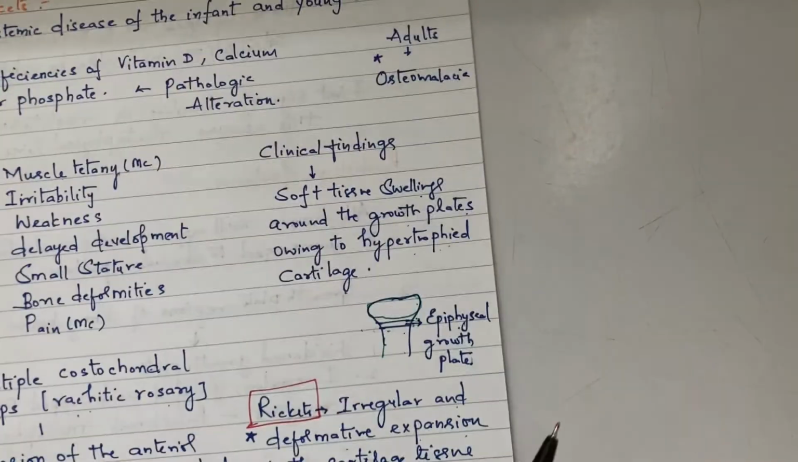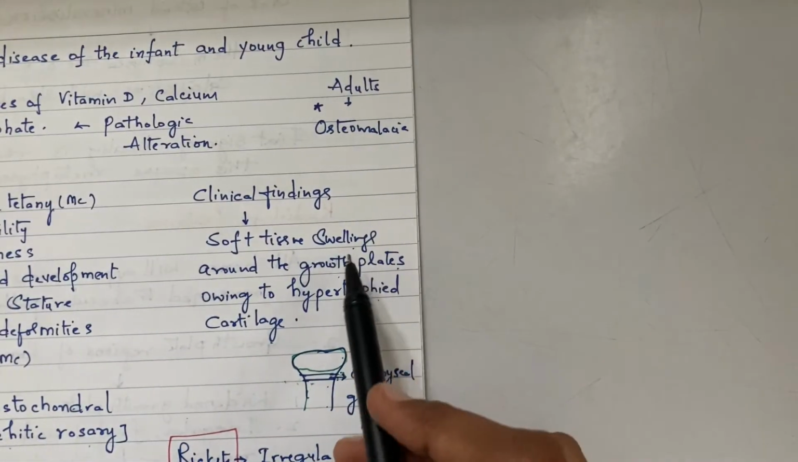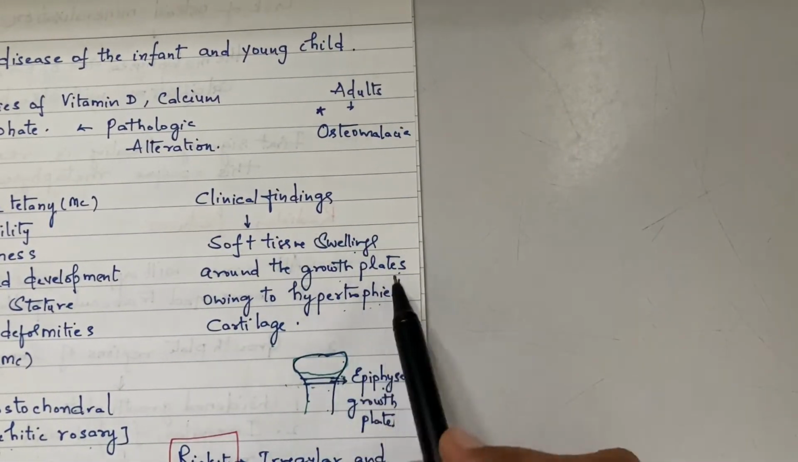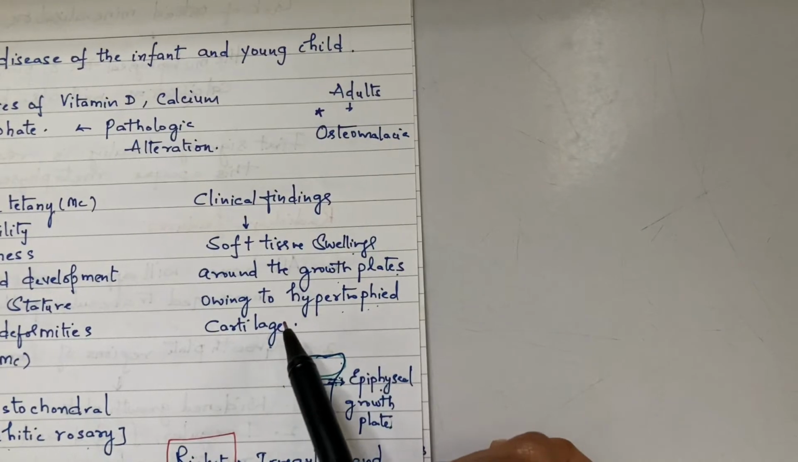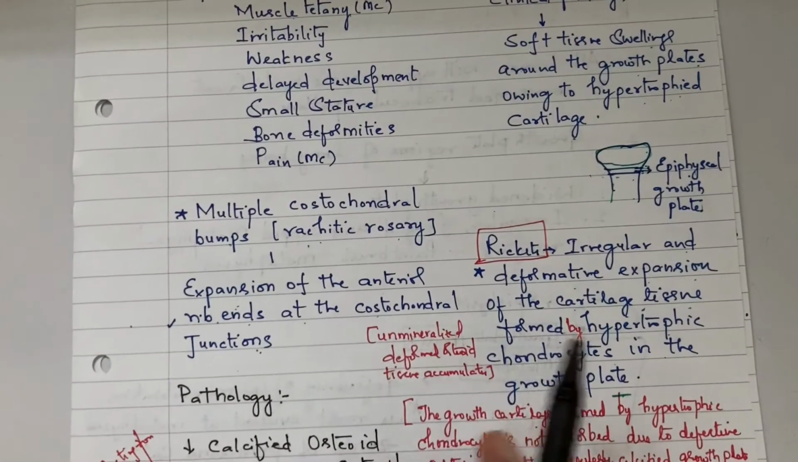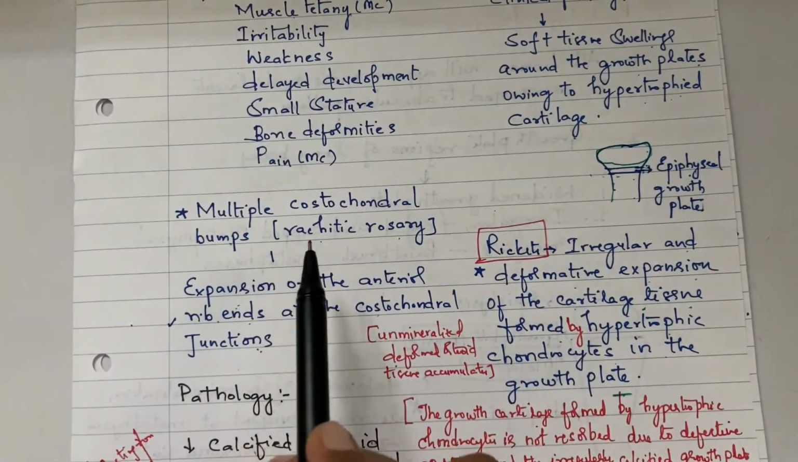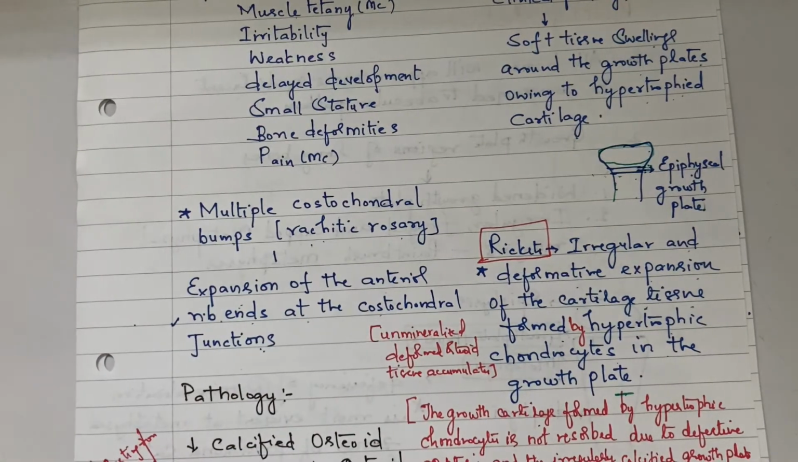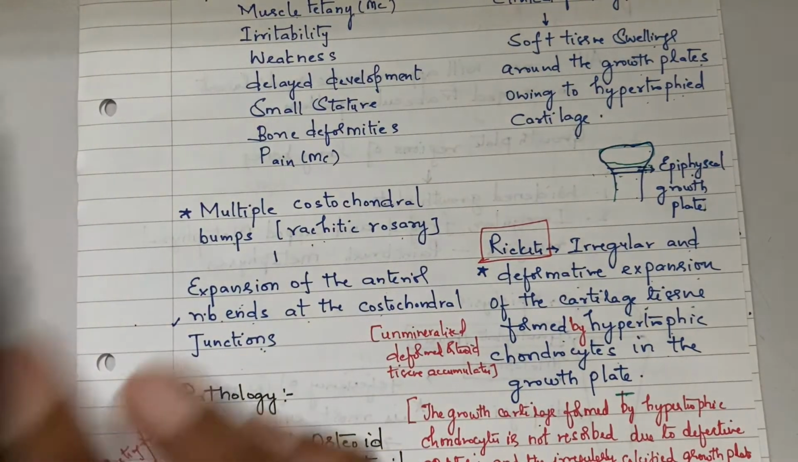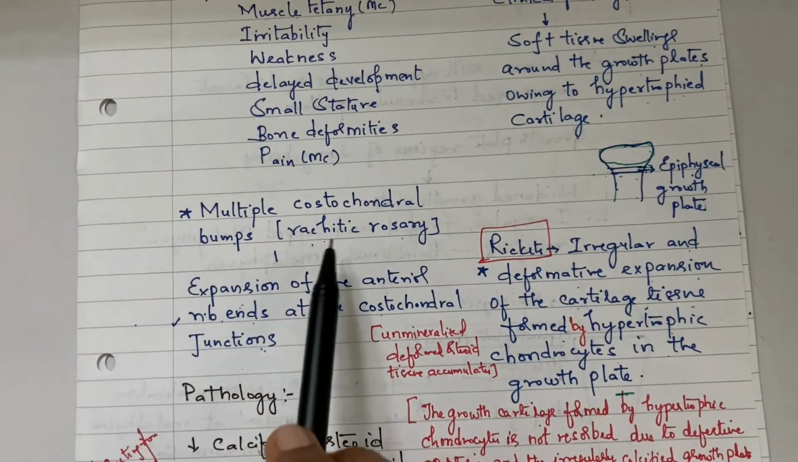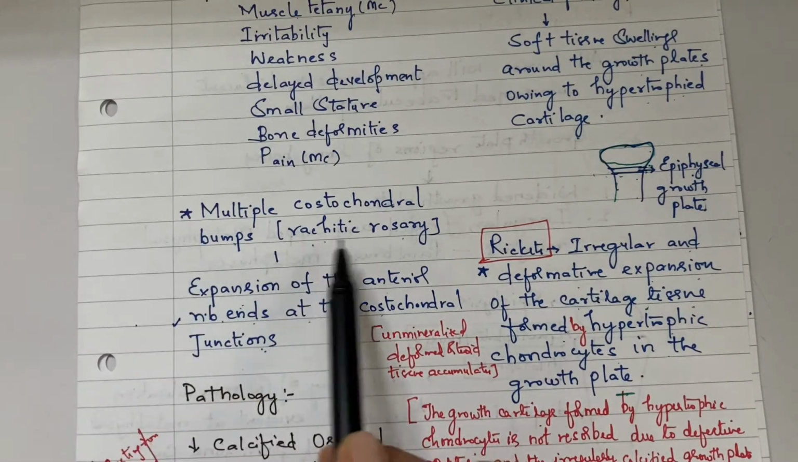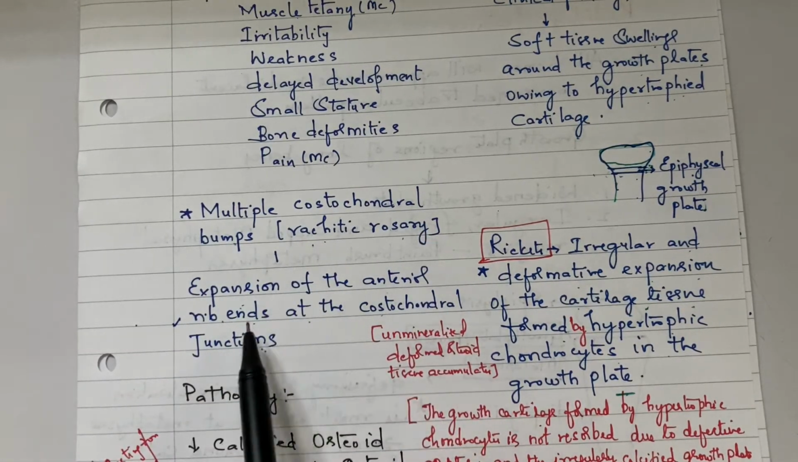Coming to symptoms, we have soft tissue swellings around the growth plates owing to hypertrophied cartilage, as I told you. Then we have multiple costochondral bumps at the anterior ends of the ribs where they articulate with the cartilages, the costochondral region. These bumps are called the rachitic rosary. That is the expansion of the anterior rib ends at the costochondral junctions.